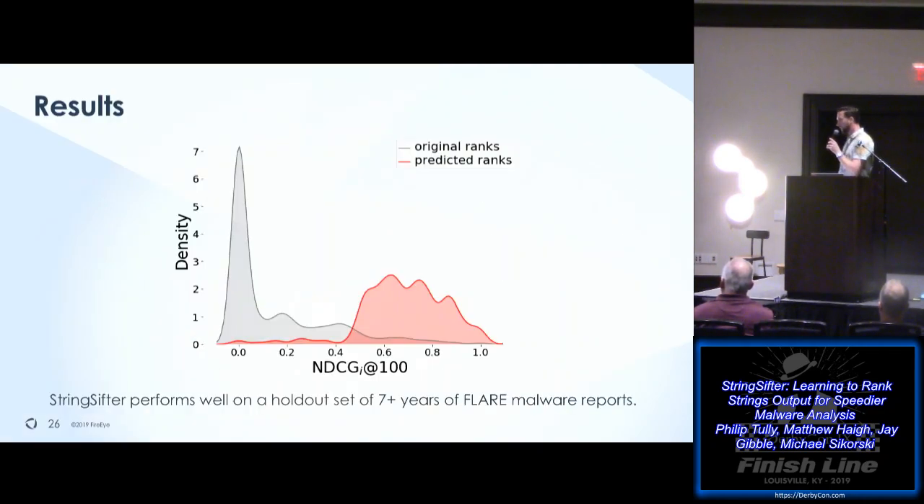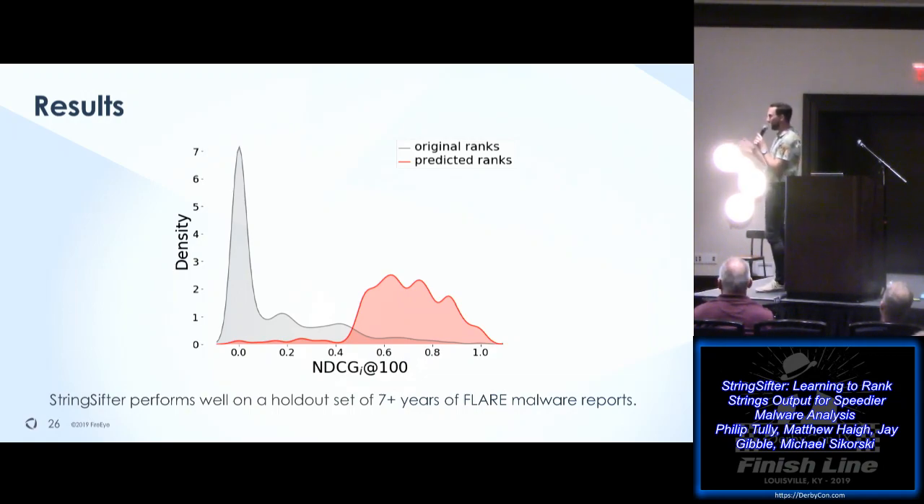And what does this look like for a set of test strings that the algorithm hasn't been exposed to before? I have two kernel density estimate plots here. One is the gray one on the left-hand side. This is when I compute this normalized discounted cumulative gain score over strings outputs that haven't been run through our StringSifter algorithm. It's just the raw strings output.